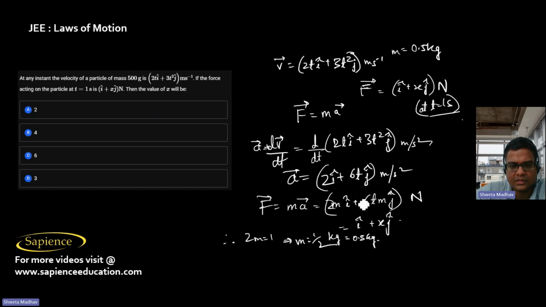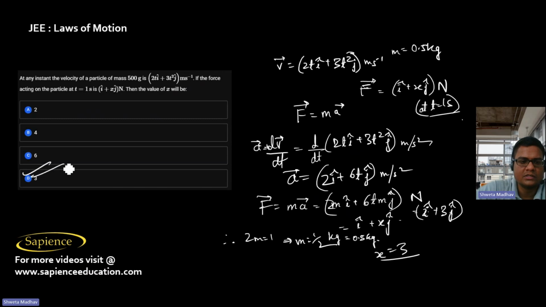Then at t equal to 1 second, that will be i cap plus 6 into m, 6 into 0.5 is 3, that is 3 j cap. So it means x will be equal to 3. Option D is the correct answer.